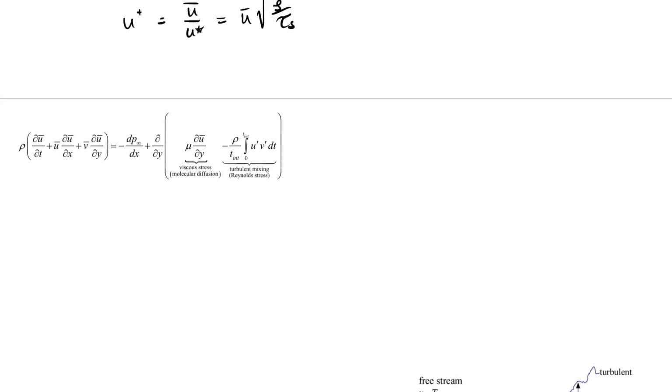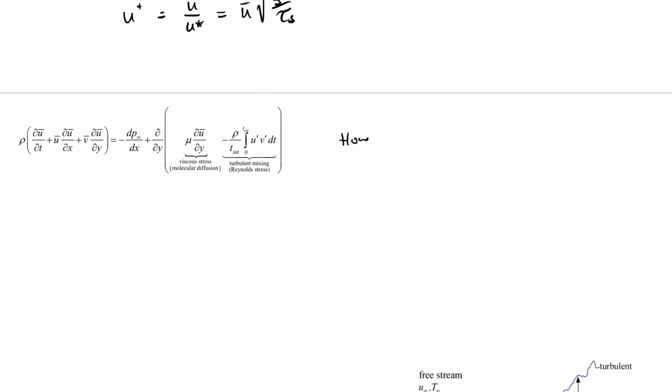The next question is, how big is the viscous sublayer?